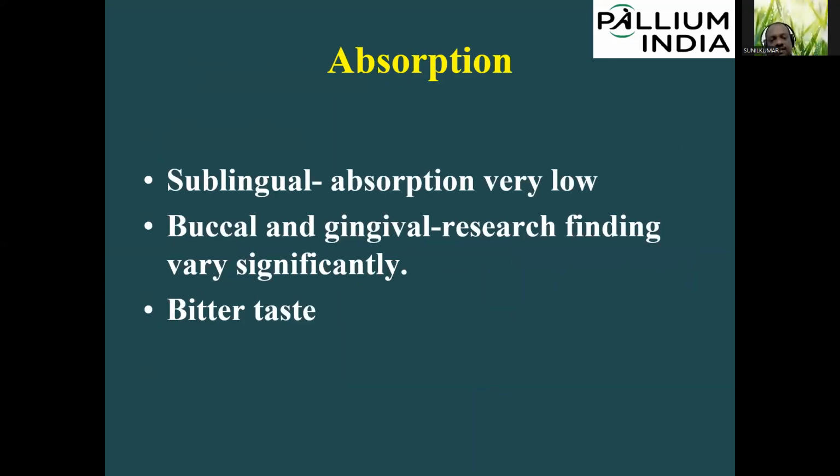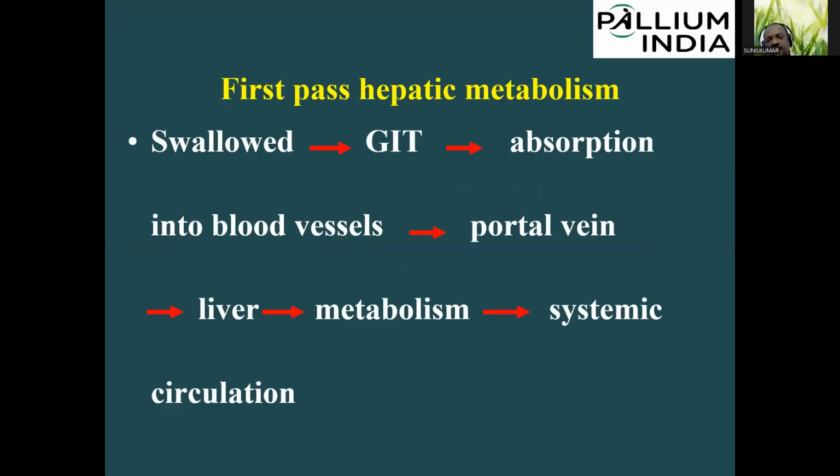And after absorption, what happens? Once it goes into the gastrointestinal tract, it is absorbed into the blood vessels of the intestine, and from there it goes to the portal vein, and from the portal vein to the liver, where metabolism of morphine takes place. The metabolites are liberated into the systemic circulation, and these metabolites give you pain relief. So the metabolism of morphine takes place mainly in the liver.